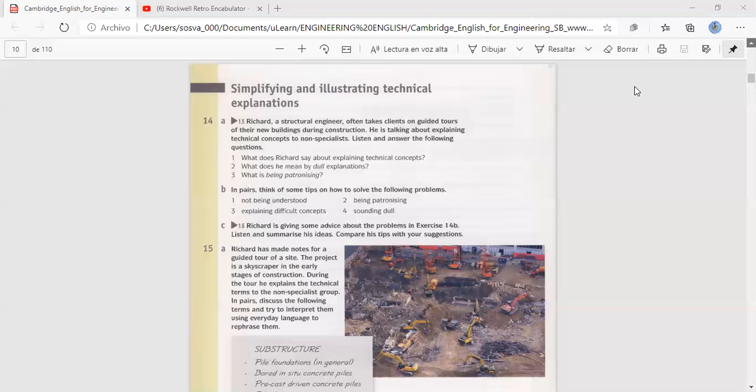Actually, all this audio, this listening, we're going to use for the next exercise. It's better. So as I was telling you, Rachel is a structural engineer of this project.